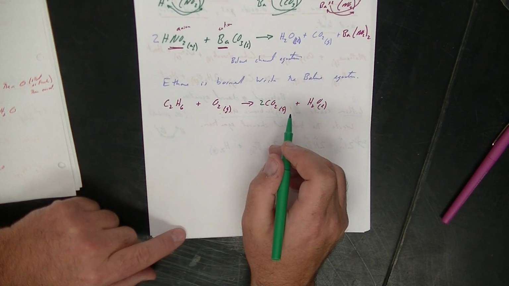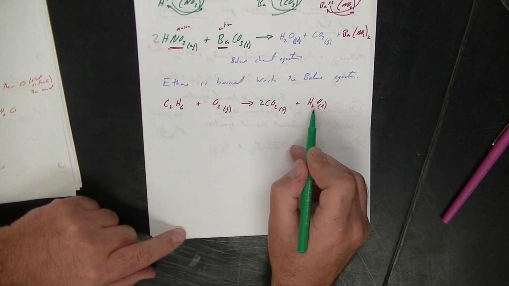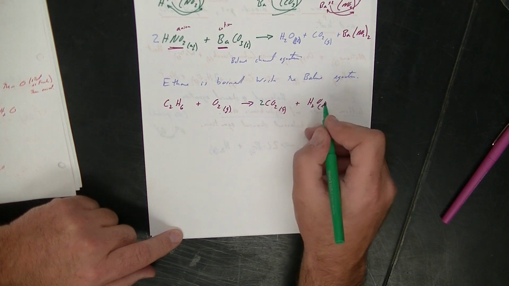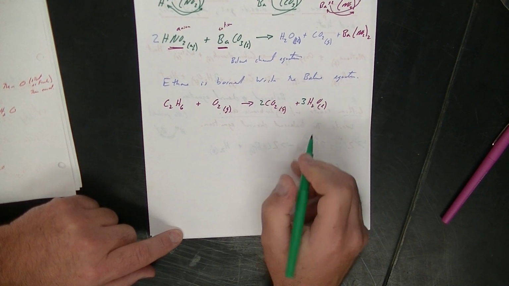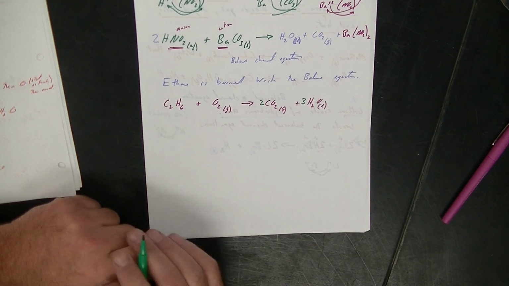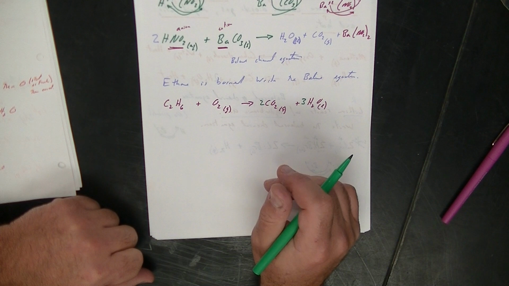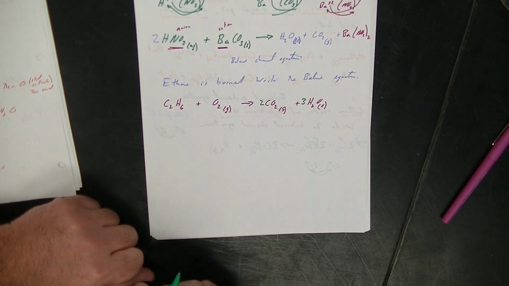Then I said do the hydrogens. We got 6 on this side and 2 on this side. To fix that, I'm going to put a 3 here, and that gives me 6 hydrogens. Once you've done that, go ahead and work on your oxygens.